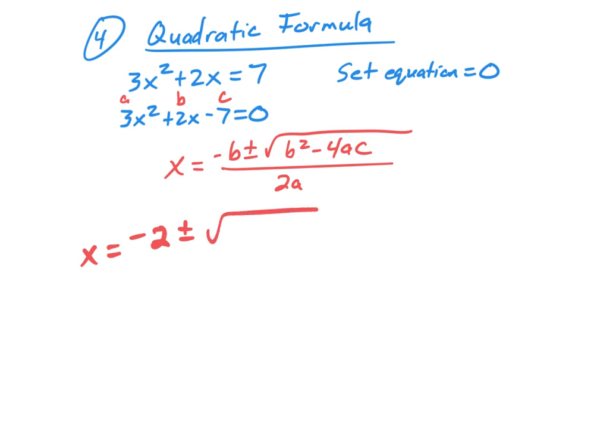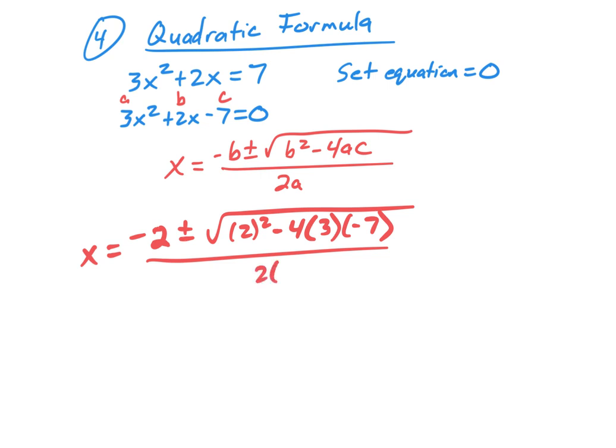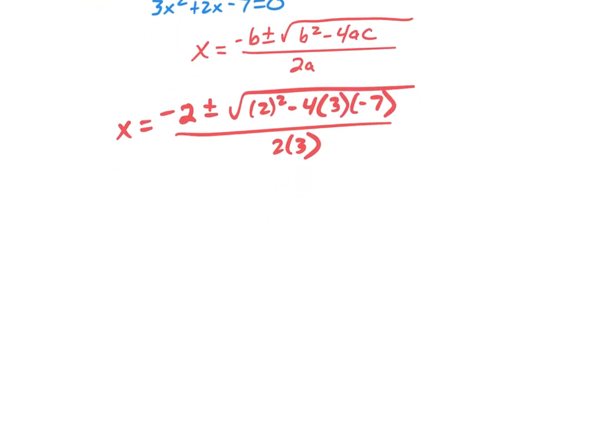Plus or minus the square root of 2 squared minus 4 times 3 times negative 7, all over 2 times 3. So we go through and punch in our A, B, and C values, and then we simplify. Okay, where should we simplify first?